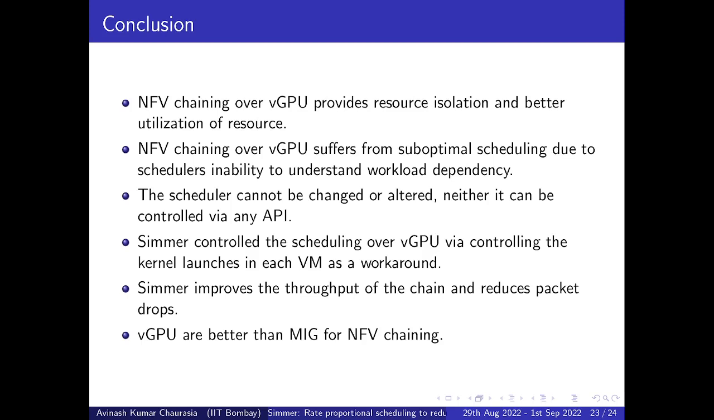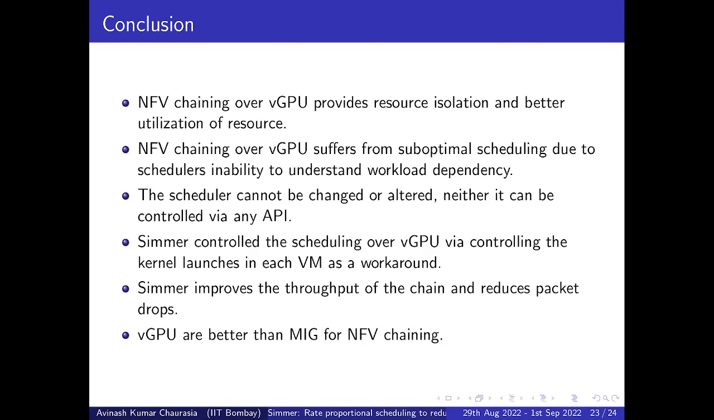In summary, a service function chain over vGPU provides better utilization of resources along with memory isolation. A service function chain over vGPU suffers from suboptimal scheduling, and the scheduler, being proprietary, can neither be changed nor replaced. To solve this, we developed simmer, which schedules the network functions on the GPU based on the compute requirement of the network functions.